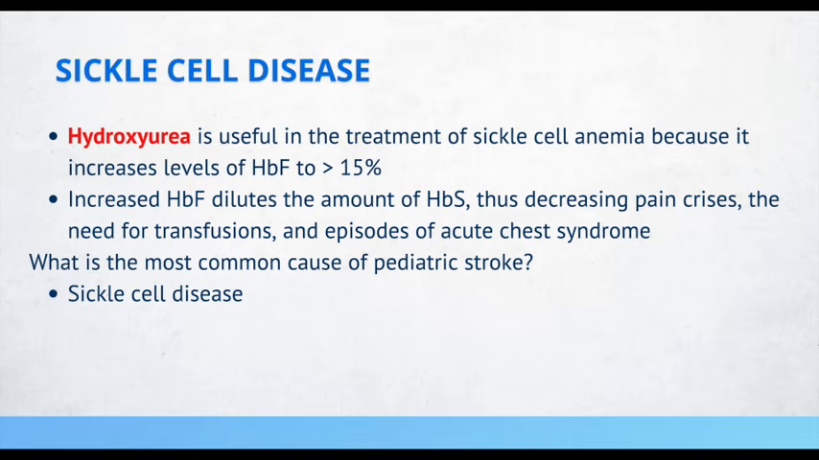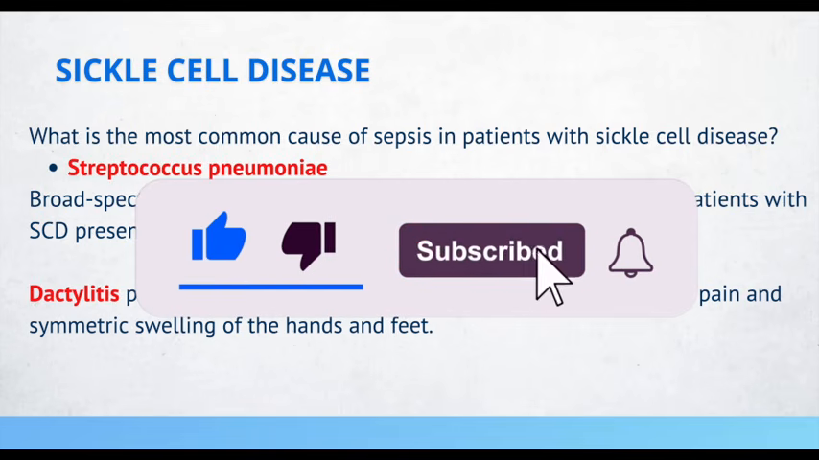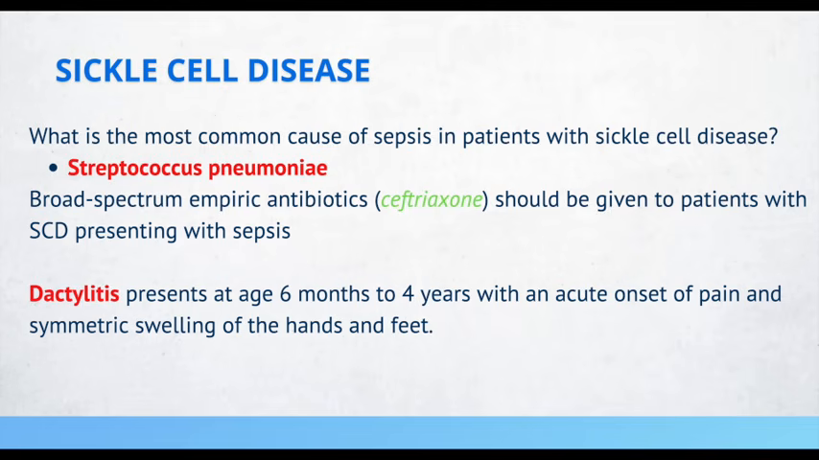What is the most common cause of a pediatric stroke? Sickle cell disease. What is the most common cause of sepsis in patients with sickle cell disease? Strep pneumonia. So in order to treat this, you need to use broad-spectrum empiric antibiotics such as ceftriaxone. And this should be given to patients with sickle cell disease presenting with sepsis.